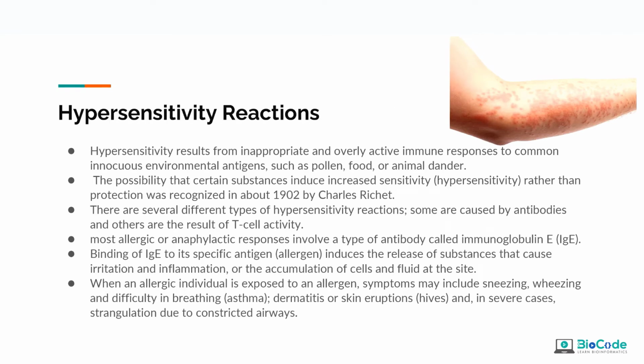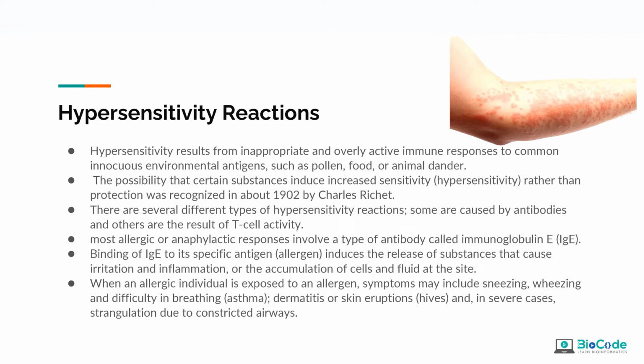Hypersensitivity reactions. These result from inappropriate and overly active immune responses to common innocuous environmental antigens such as pollen, food, and animal dander. The possibility that certain substances induce increased sensitivity rather than protection was recognized in about 1902 by Charles Richet. There are several different types of hypersensitivity reactions. Some of them are caused by antibodies, while others are caused by T cell activity.